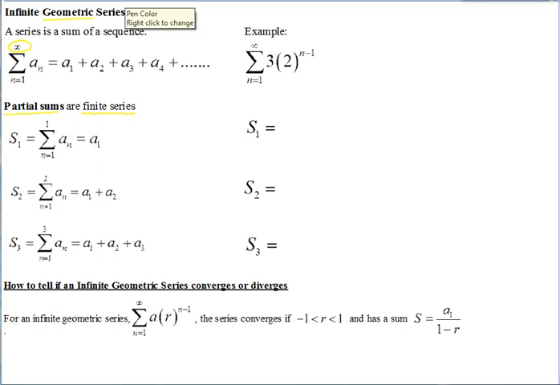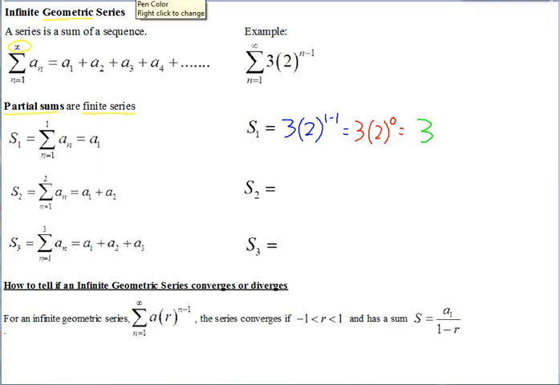They're ones that stop at n. So the first partial sum would be just using the first term. So if we find the first term by plugging in 1, that gives you 3 times 2 to the 0. 2 to the 0 power is 1, times 3 will give you 3. So the first partial sum, just using the first term, would just be 3.